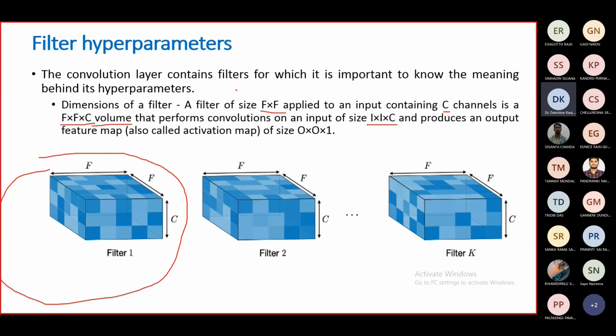That means n times we will apply this filter of dimension f into f to the input volume or the input image I into n. Okay, so other than grayscale, if it is a color image, then this dimension becomes I into C into n, and the dimension of the filter becomes f into C into n. And this will produce the feature map. So if this is the dimension of the input image, and this is the dimension of the filter, then the dimension of the feature map becomes O into O into 1.